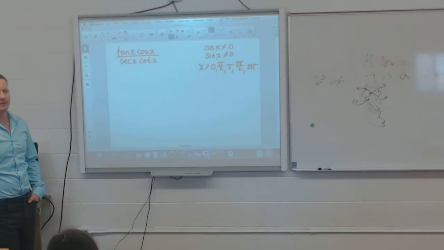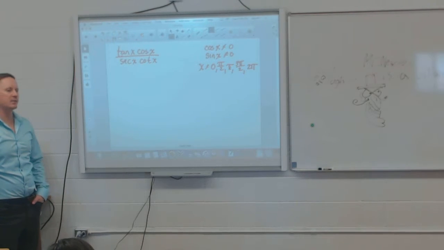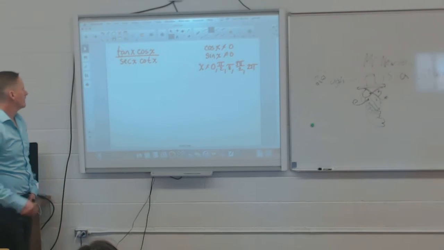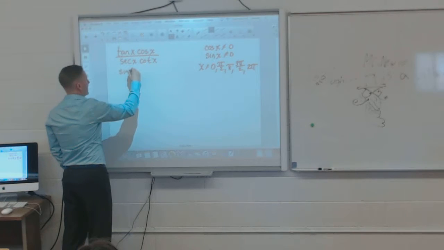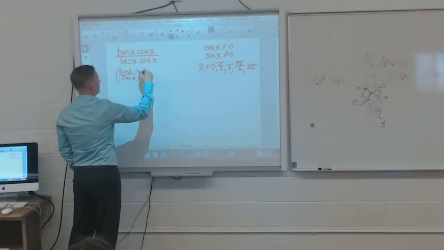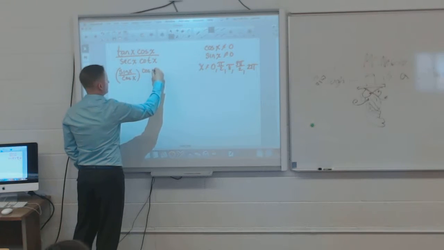Now we want to simplify. We're going to simplify this by using our identities and changing all our tan values to sines and coses. So tan x is what? Sin x over cos x, right? Times cos x.